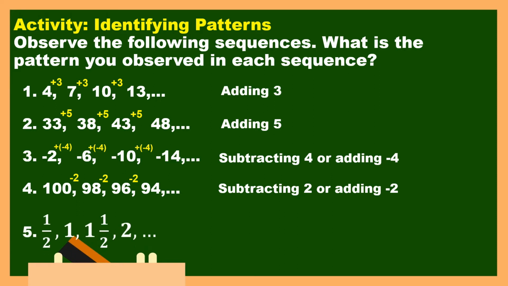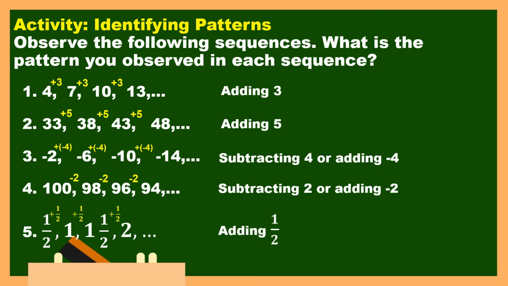Number 5 sequence, 1 half, 1, 1 and 1 half, 2. Dito naman kung napapansin nyo sa panglimang sequence, dinadagdagan ang bawat terms ng 1 half para makuha ang sumusunod na mga terms. So, the pattern here is adding 1 half.